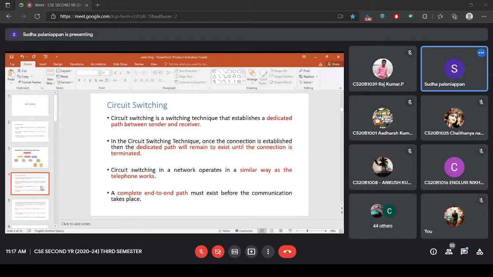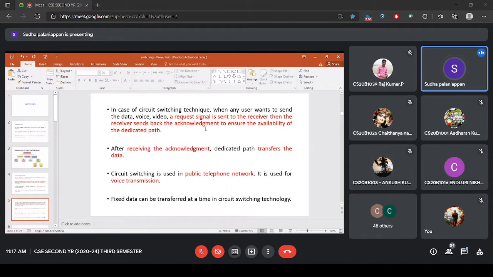So it is similar to circuit switching. There is a dedicated path, and the dedicated path will remain until the connection is terminated. Circuit switching is similar to telephone networks, and a complete end-to-end path must exist before the communication takes place. Once you are sending data, voice or video, a request signal is sent to the server, then the receiver sends the acknowledgement to ensure the availability of the path.